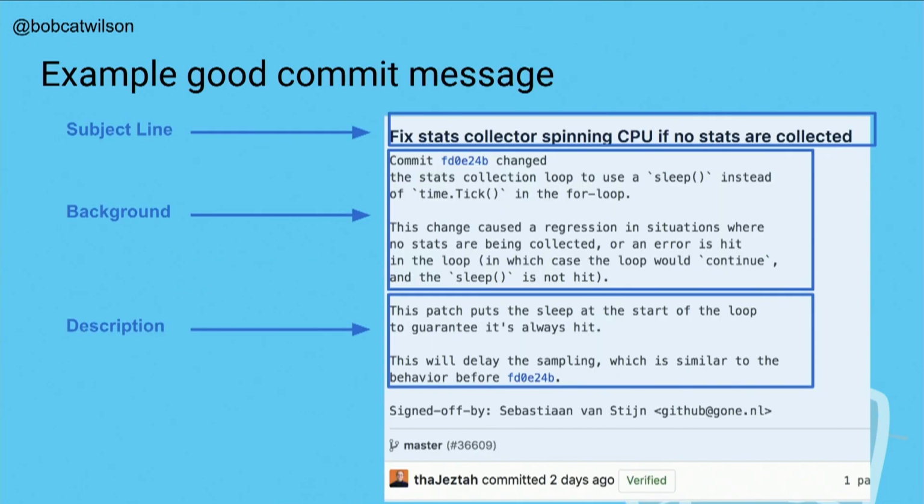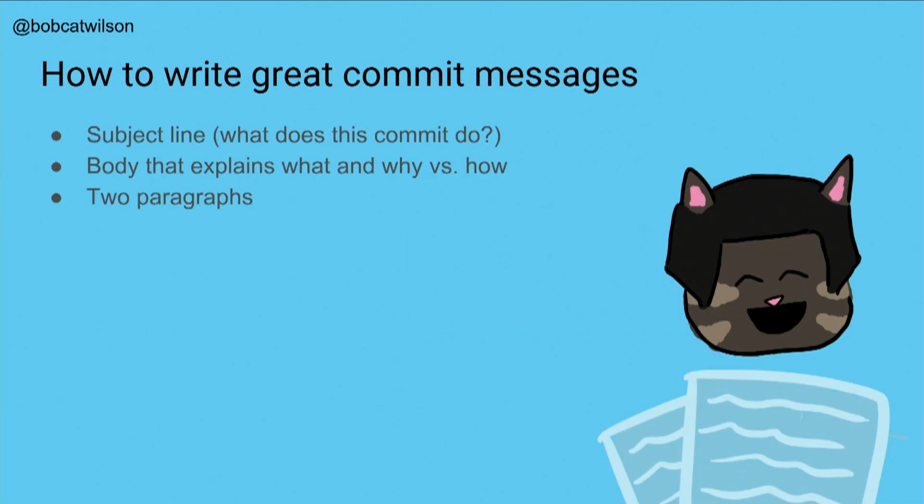And contrast that with the commit message that we were looking at. All the information we need is potentially right here. So great commit messages really save people a lot of time and effort. So how do you write great commit messages? Start with the subject line.